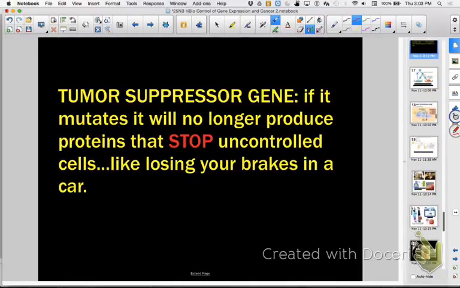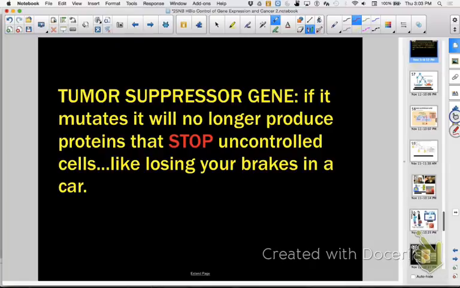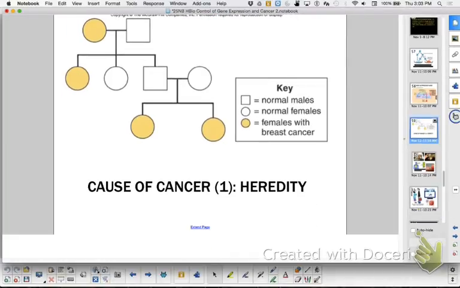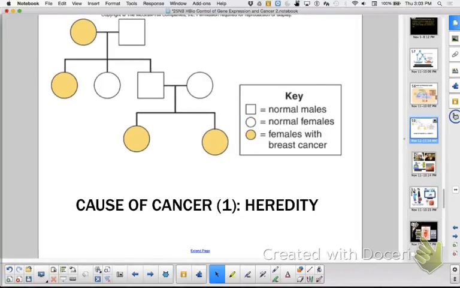Then last we talked about, well, how am I going to know if I'm going to have cancer? Well, hopefully you don't have any cancer, but causes of cancer: heredity. That can be one reason why. You can inherit that bad gene from a parent. So that's one way you could get cancer.